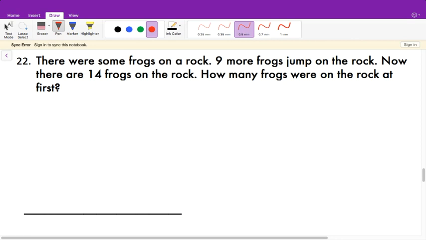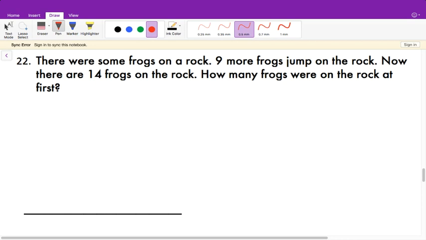Let's read the problem first, and then we'll figure out what type of problem this is. There were some frogs on a rock. 9 more frogs jump on the rock. Now there are 14 frogs on the rock. How many frogs were on the rock at first? Okay, so if you've been watching these videos, I think that there are some keywords here that will tell us what type of problem this is. So I want you to just tell me, what type of problem do you think this is? Do you think it's a start, change, result, a part, whole, or compare?